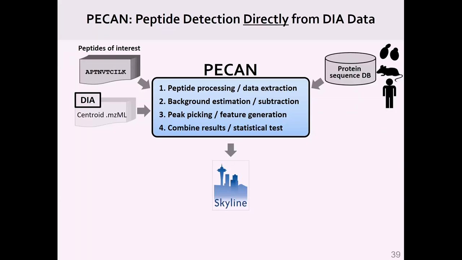So you have these basic peptides of interest. We have some DIA data, and this is all before we figured out how to demultiplex the entire spectrum. But we generally take centroided results, so we want some peak-picked DIA data. We also require a protein sequence database on top of these peptides of interest, and this is mostly to give us some background information about what the interference landscape should be like in a given sample type. And then, of course, we do a bunch of peptide processing, data extraction, background estimation. I'll talk about some of these things in a second. And then ultimately, we want to be able to import these results and look at them in Skyline.